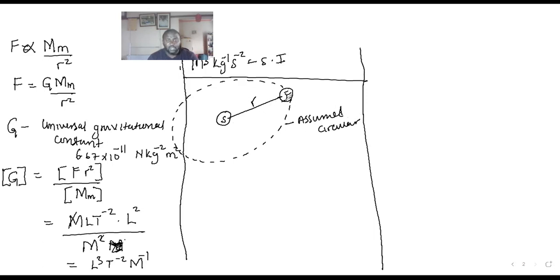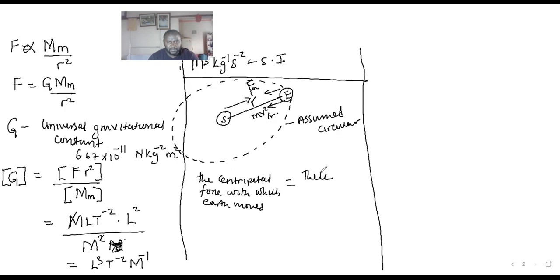So if it is assumed to be circular, we are going to experience centripetal force, which is mv squared over r. But this centripetal force is coming as a result of having what we call the force of attraction, which is capital F, A. Therefore, the centripetal force with which the earth moves is provided by the electrostatic force of attraction between the bodies.